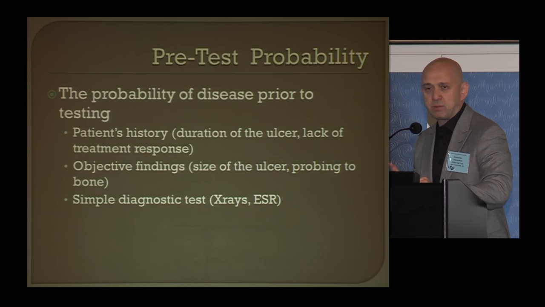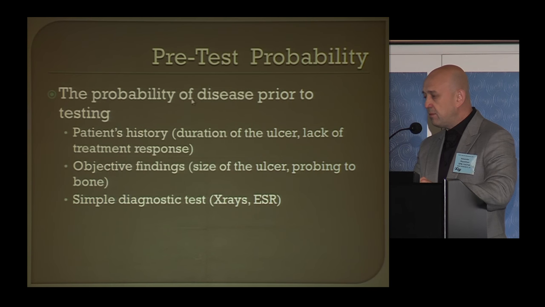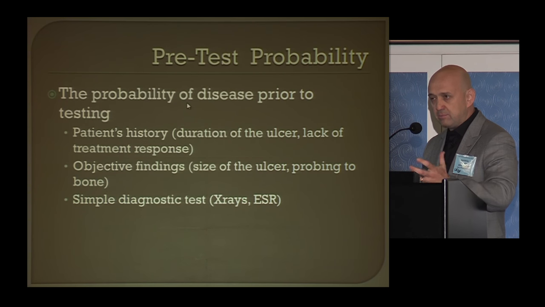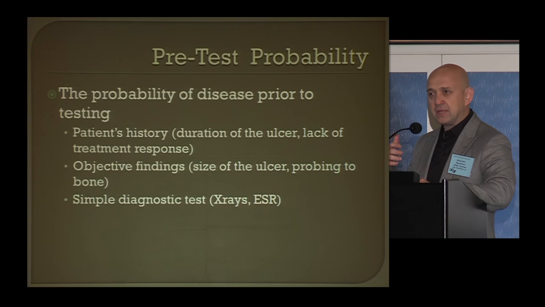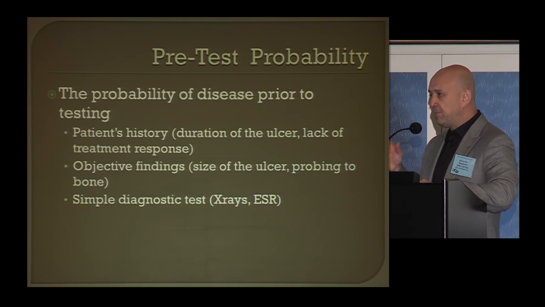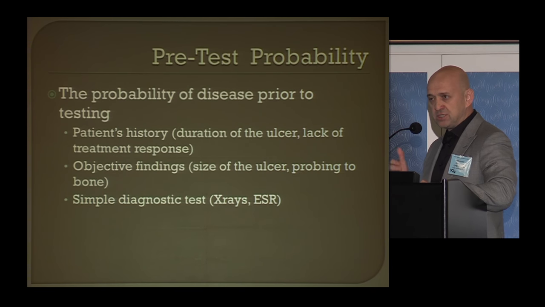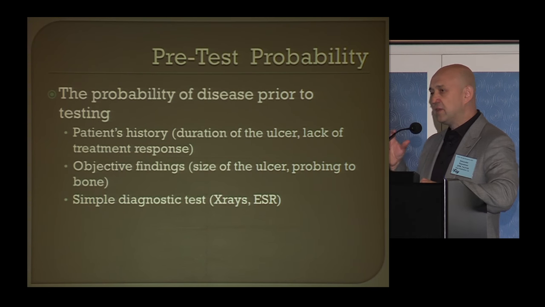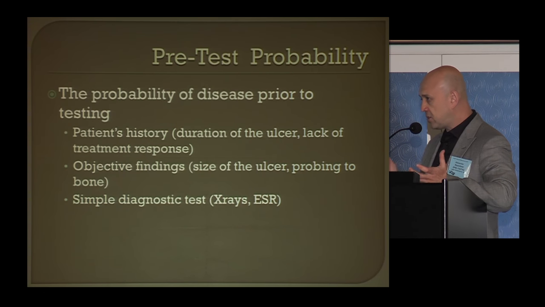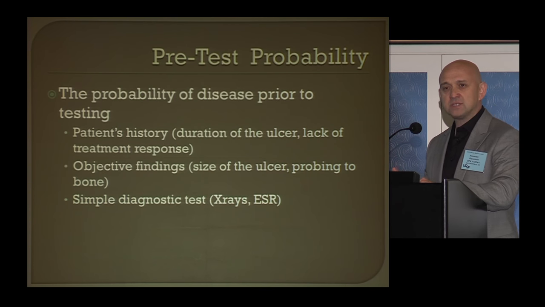Now let's examine the pretest probability for a second. The pretest probability is the probability of disease prior to testing. And that includes, in our osteomyelitis cases, number one, history. So if you have a patient with a long duration of an ulcer, lack of treatment progress, something like 6 months or so, if you have objective findings, an extensive ulcer, a large ulcer, a deep ulcer that probes to bone, this increases your pretest probability of osteomyelitis. If you have diagnostic studies such as SED rate or CRP being elevated or positive erosion seen on the X-ray, this all increases your pretest probability of diagnosis of osteomyelitis.